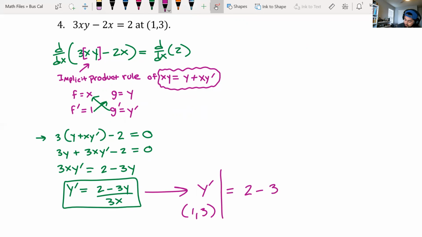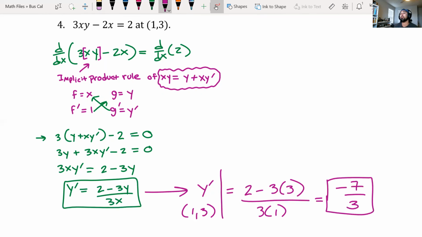Two minus 3 times 3 over 3 times 1. That's 2 minus 9. So that's negative 7 over 3. There it is. Okay. Any questions on that one?